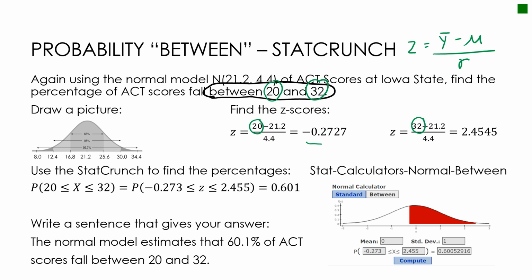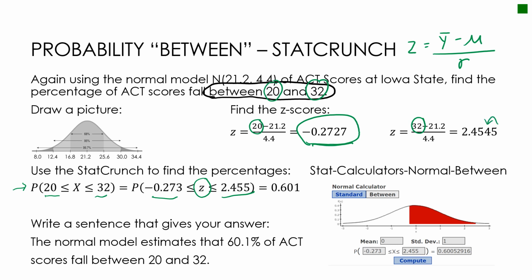And when I do that, I get negative 0.2727 and 2.4545, which I've rounded to 3 places. And notice the way that I'm writing my probability notation. I'm saying the probability that x is between 20 and 32, that's how we would write that, is the same as the probability that z is between negative 0.273 and positive 2.455. So this one would round it up.